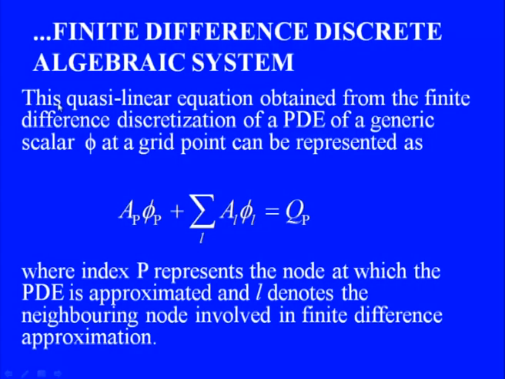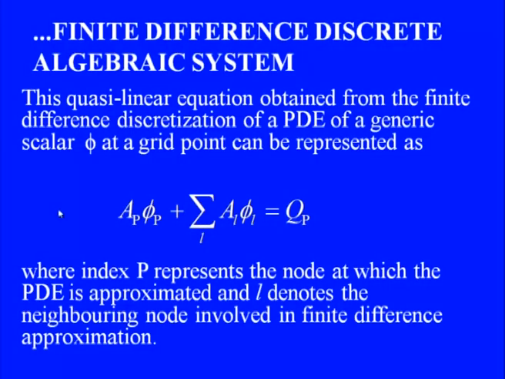So this quasi-linear equation obtained from finite difference discretization of a PDE for, let's say, a generic scalar phi, could be any velocity component, it could be temperature, or if you're solving the pressure Poisson equation, it could be pressure. So let's call it a generic scalar phi at grid point P, or any specific grid point, and it can be represented as AP times phi P plus summation over L of AL phi L is equal to QP.